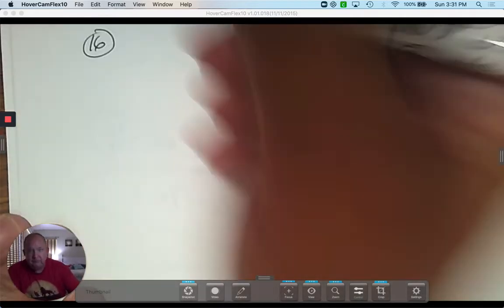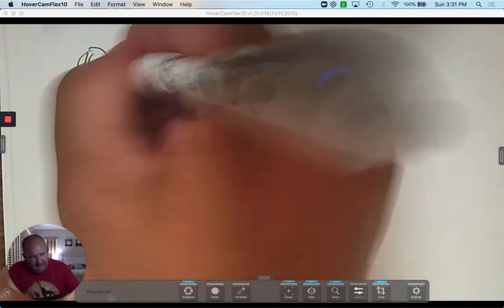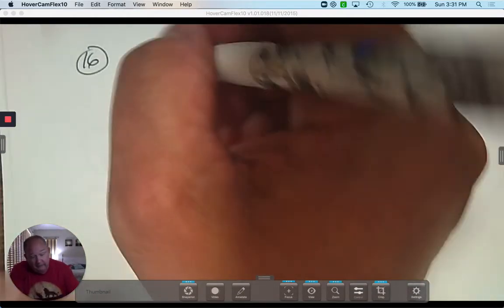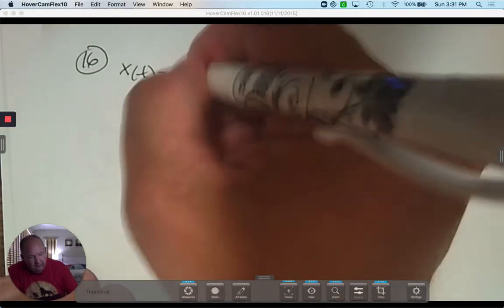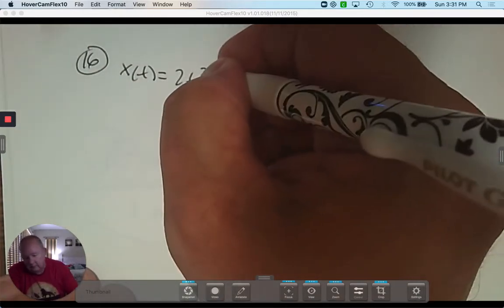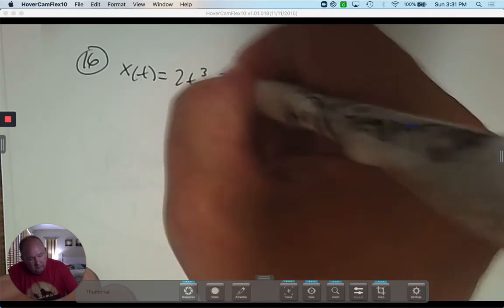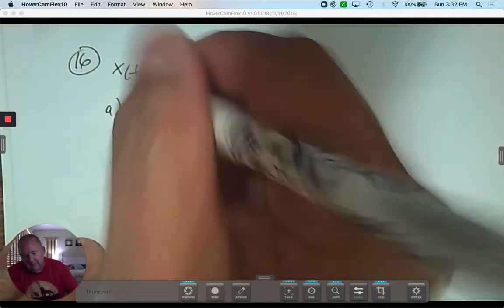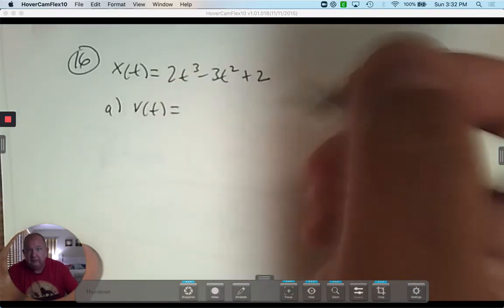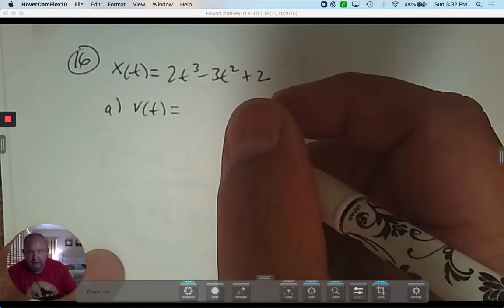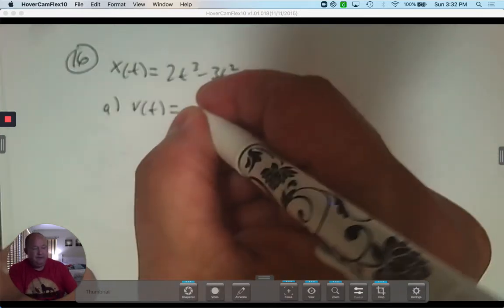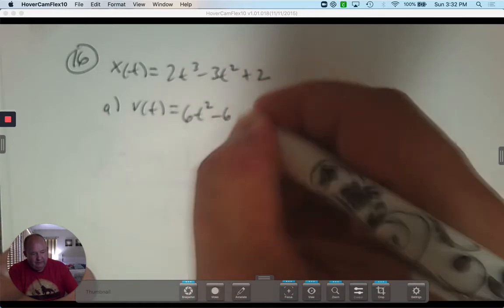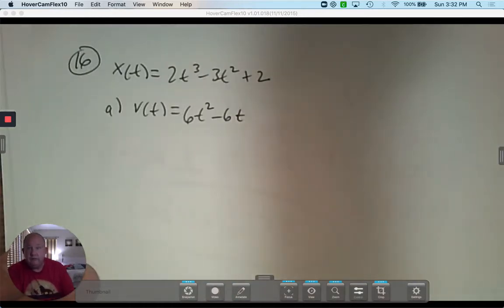16 has a bunch of parts. X(t) is the position function of a particle moving horizontally, left to right. So part A says, find the velocity. So how do you find the velocity when you have the position? Just take the derivative. Here we go, 3 times 2, that's 6t. Subtract 1 from the exponent. 2 times negative 3, that's negative 6t. And then the derivative of 2 is 0.